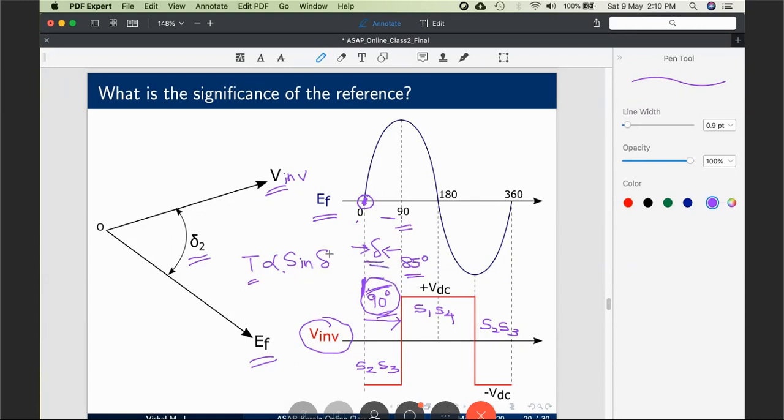In true synchronous mode, frequency was the control variable, TSM, stator frequency was your control variable. In self-control mode, delta is your control variable. Hope the concept is clear. Earlier you were varying the frequency, here you are varying the phase. That is the difference between these two modes of operation.